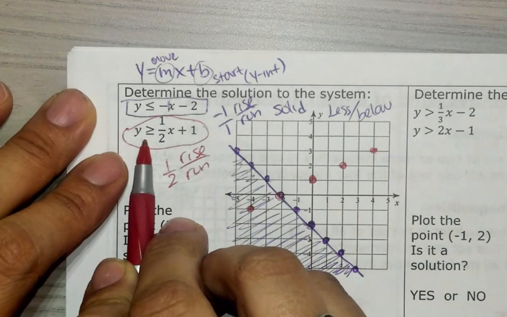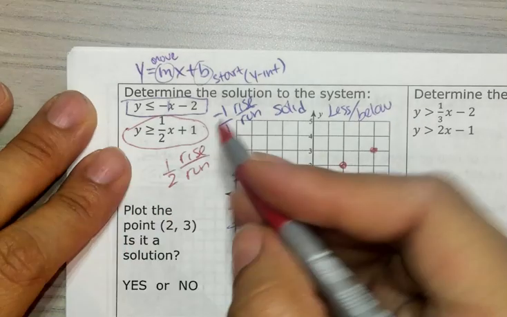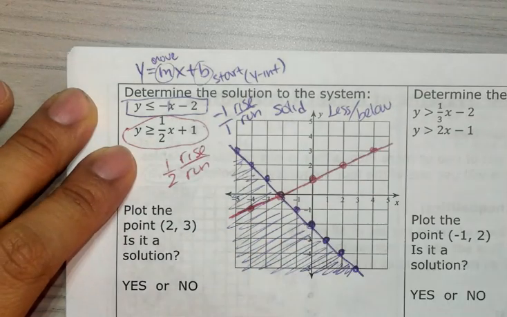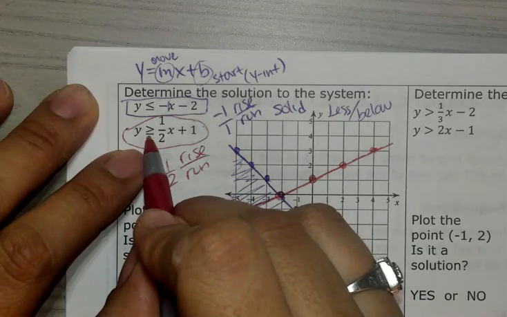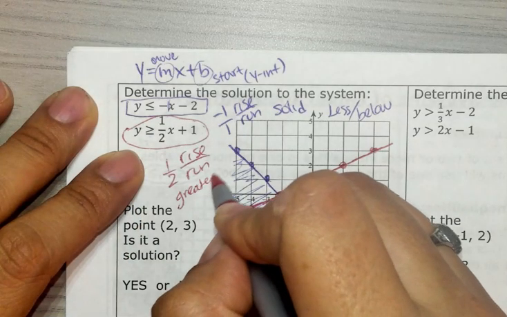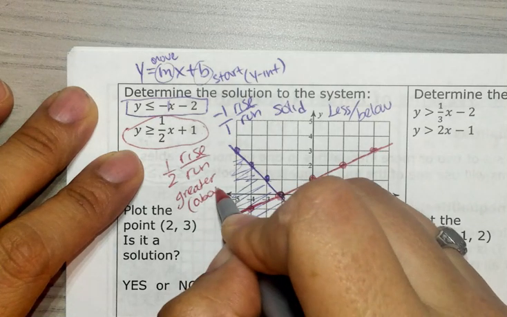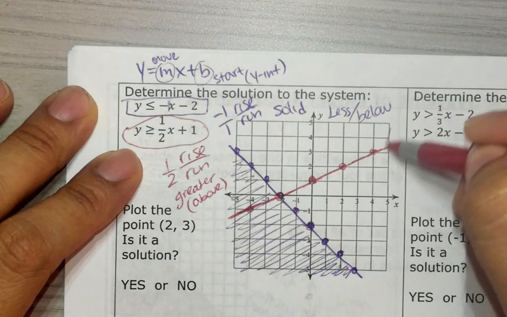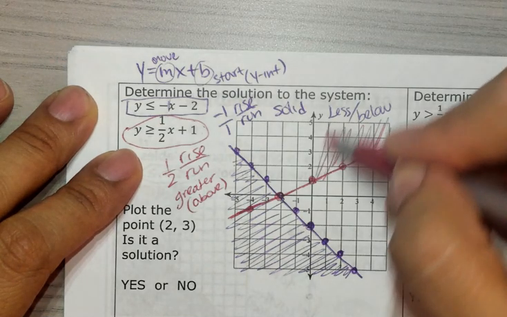Then you look at the symbol, if it's dashed or solid, so it's equal to, so it's going to be a solid. And then above or below, that is a greater than. So that's above. Above this point are the greater y values. So we shade above.